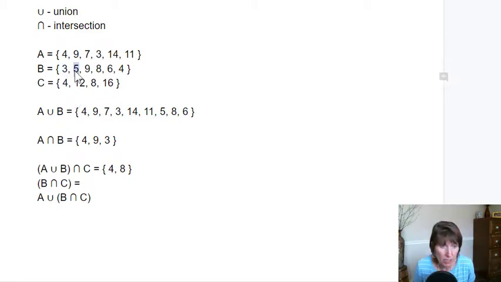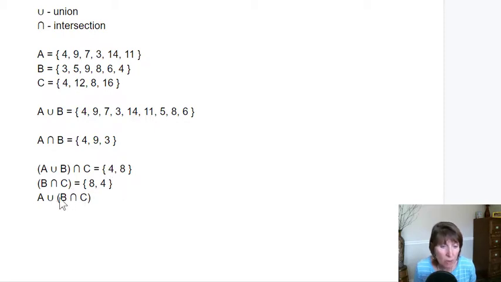3 is in B but not in C. 5 is in B but not in C. 9 is in B but not in C. 8 is in B and in C. So 8 is in the intersection. 6 is in B but not in C. 4 is in B and C. So it's part of the intersection. All right, so B intersection C is that.